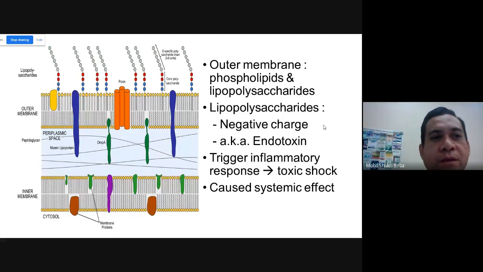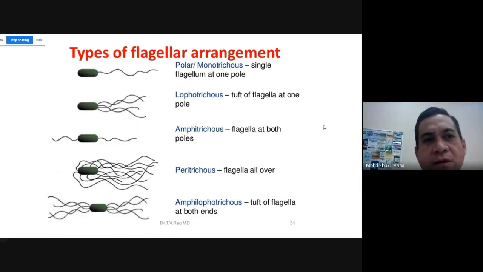I hope you still remember this slide that I showed you last week. We still need to remember this because we are still in gram-negative bacteria, as well as this one, the types of flagellar arrangement, whether it is monotrichous, lophotrichous, amphitrichous, or peritrichous.